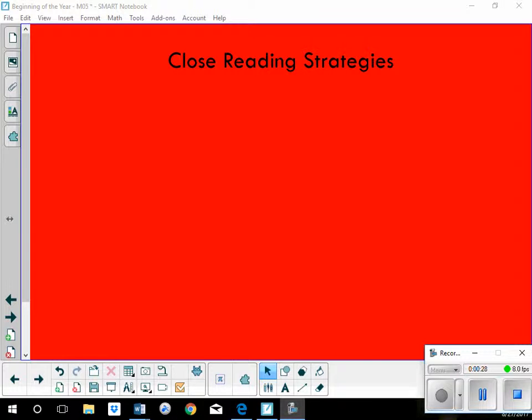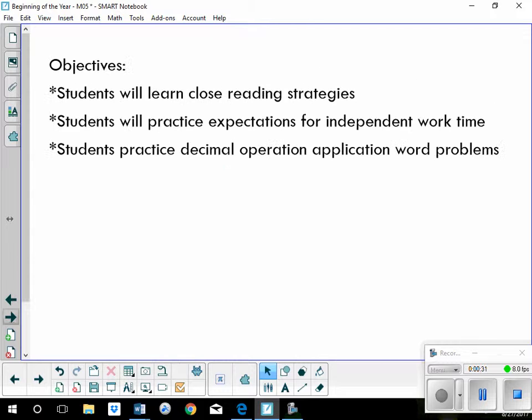In this video today, we have 3 objectives. The first objective is that you will learn close reading strategies. So you'll learn how to examine word problems very carefully. The second objective is that we will practice expectations for independent work time. Independent also means by yourself, so without your group or your tribe.